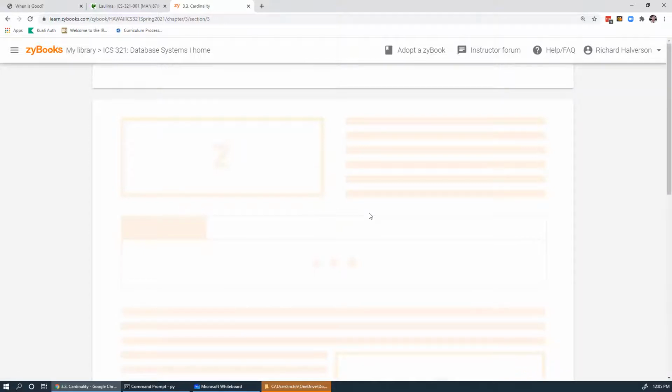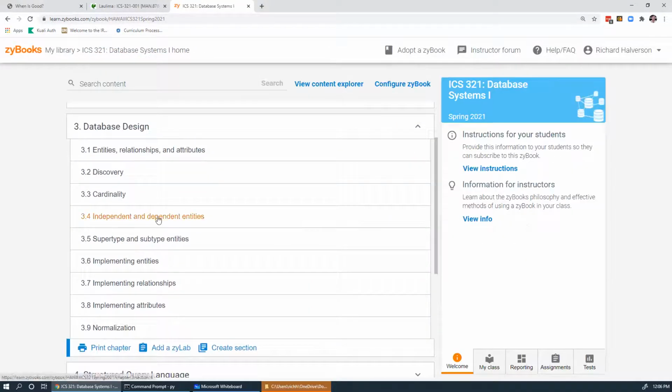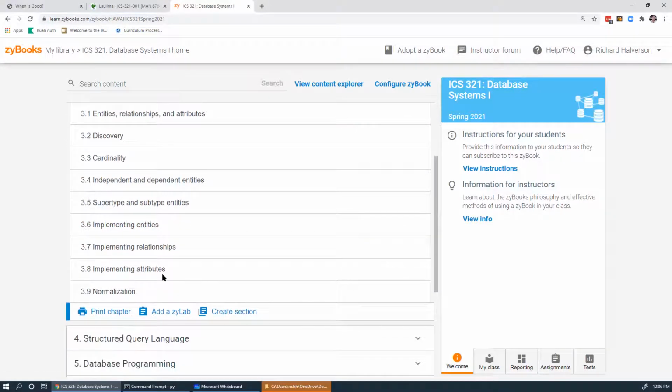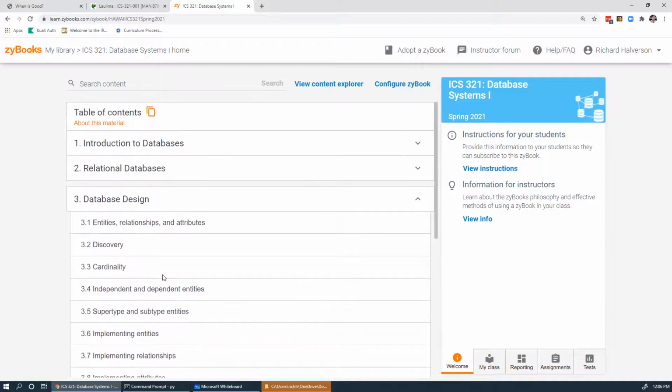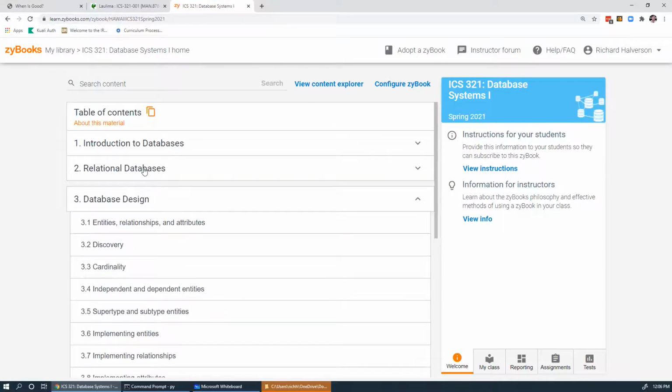Cardinality. How far are we going here? I'm going to step back here and see where we're going. Cardinality and, geez, supertype. Oh, there we go. How about that? Wow. Wait a second. What's normalization?